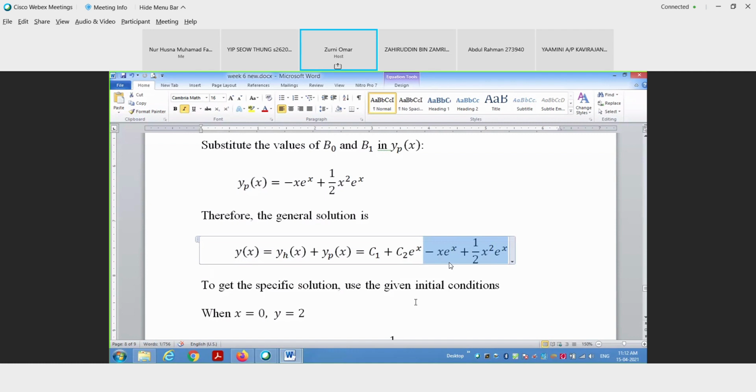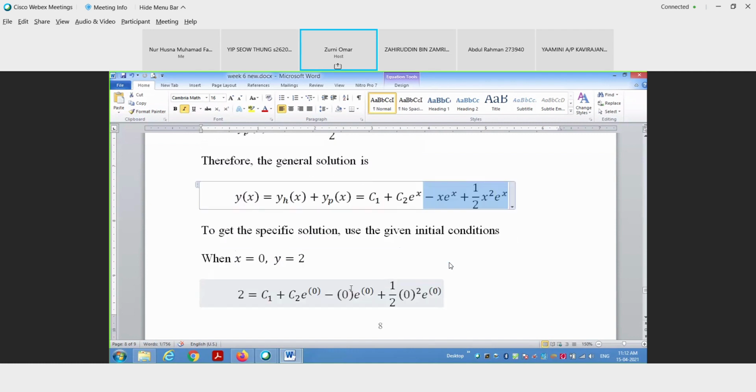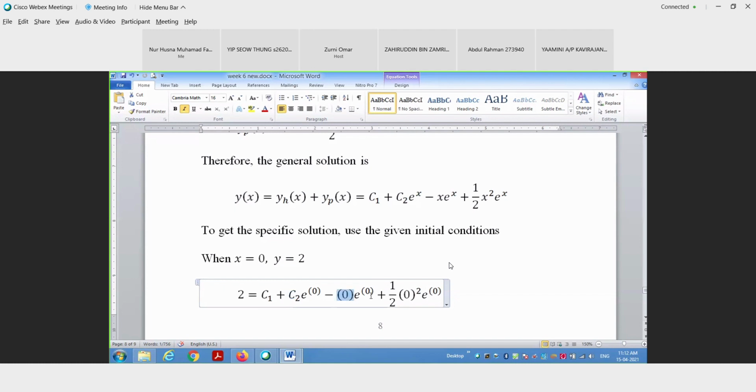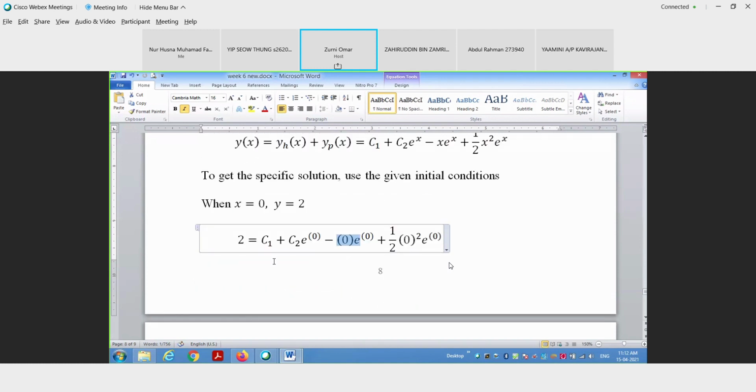Then to find c1 and c2, you use the initial conditions. When x equals 0, y equals 2. You replace y here with 2: 2 equals c1 plus c2 e^0, you replace x with 0, plus 1/2 times 0 squared, plus e to the power of 0. Now c1 here plus c2 times 1, so c1 plus c2, and here we get 0. So we have 2 equal to c1 plus c2.